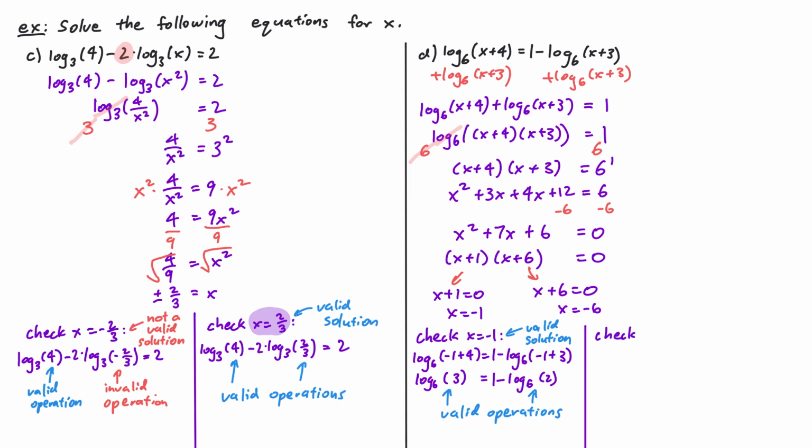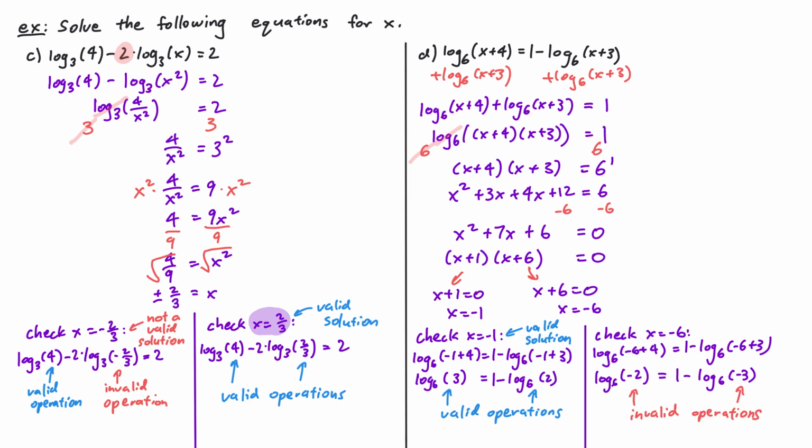Now let's check x equals negative 6. Plug that into our original equation. We end up with log with base 6 of negative 6 plus 4 equals 1 minus log with base 6 of negative 6 plus 3. On the left, we end up with log with base 6 of negative 2 equals 1 minus log with base 6 of negative 3. Looking at the logarithms that we have in our equation, we see that we're taking the logarithms of negative numbers. We can't take the logarithm of a negative number, so these are not valid operations, which means x equals negative 6 is not a valid solution.